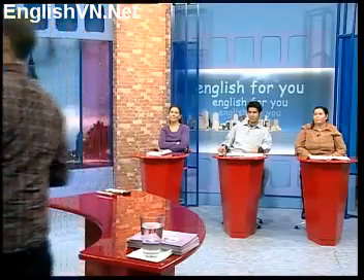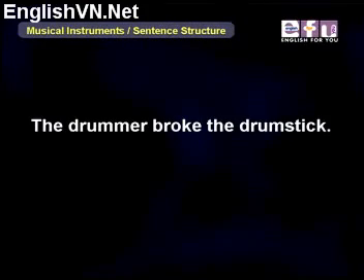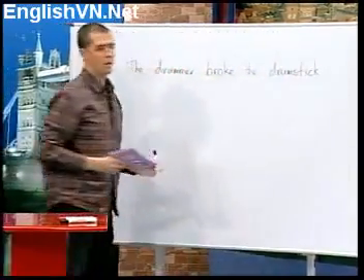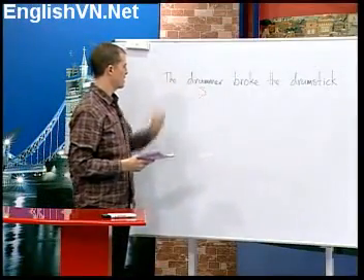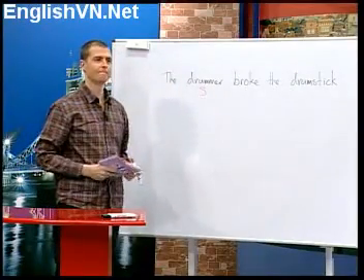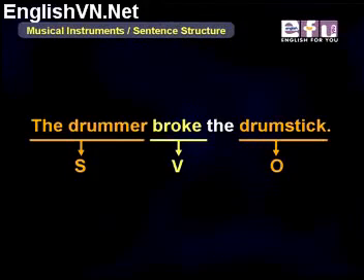Okay, we need a sentence. The drummer broke the drumstick. Rosa, what's the subject? That's easy. The drummer. Good. We'll put subject. Monica, what's the verb? Broke is the verb. Simple past tense is used. Yes. And finally, Lewis, how about the object? The object is drumstick. Excellent.